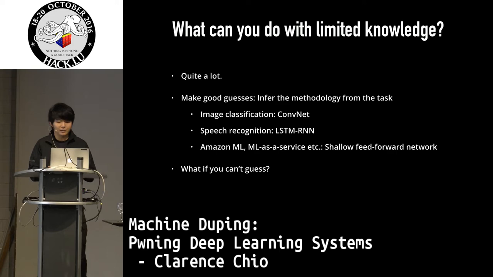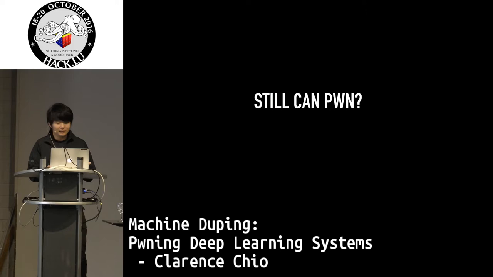If you're looking at more general purpose machine learning frameworks like Amazon Machine Learning or any kind of machine learning as a service, then a lot of the time, because they have to generalize well, you're looking at very shallow networks, since having a deeper network will result in more probable overfitting. So that's if you can guess. But what if you can't guess or you're not very sure of the guess? You can still pwn it.